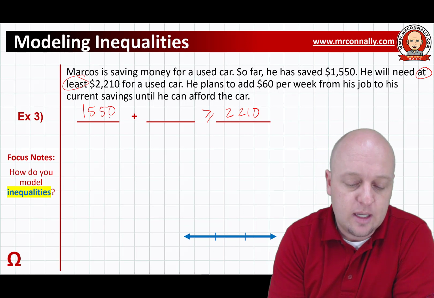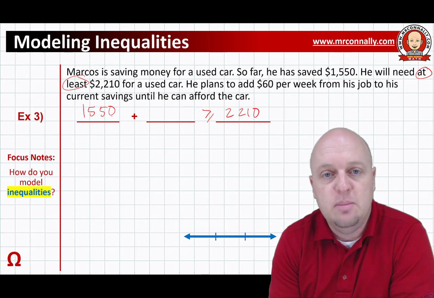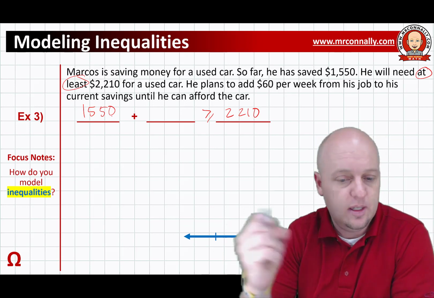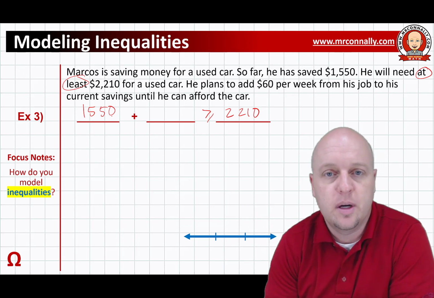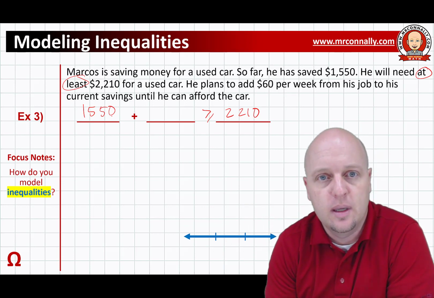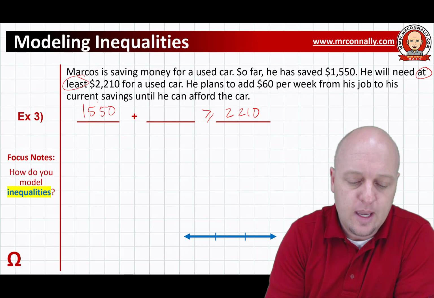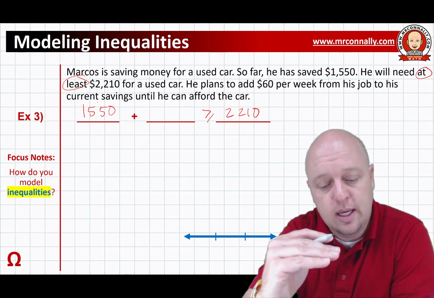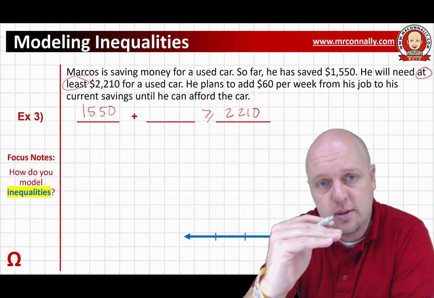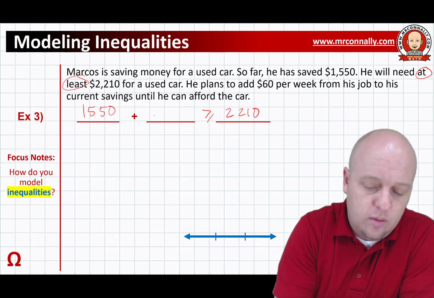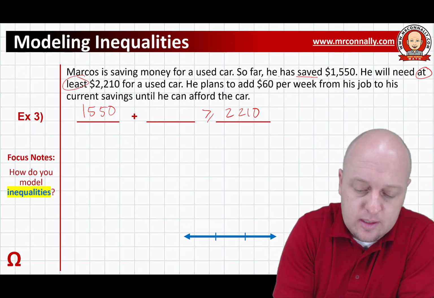We know we add that to his amount that he has. He keeps adding it to his amount. He takes his $60 each week and puts it into his little bucket or whatever, his jar, or hopefully a bank. And that number wants to get the same as 2,210 or higher. So we're going to say it's going to be $60 per week.